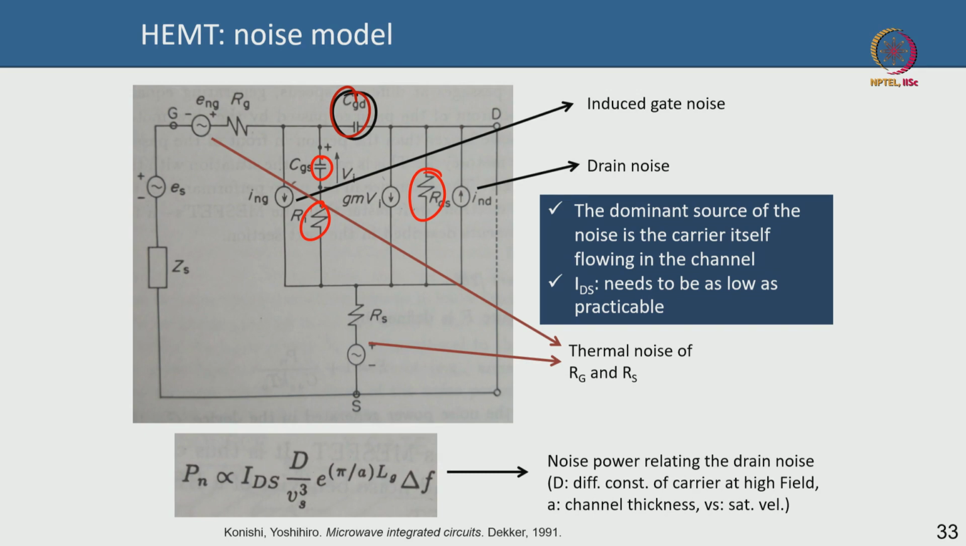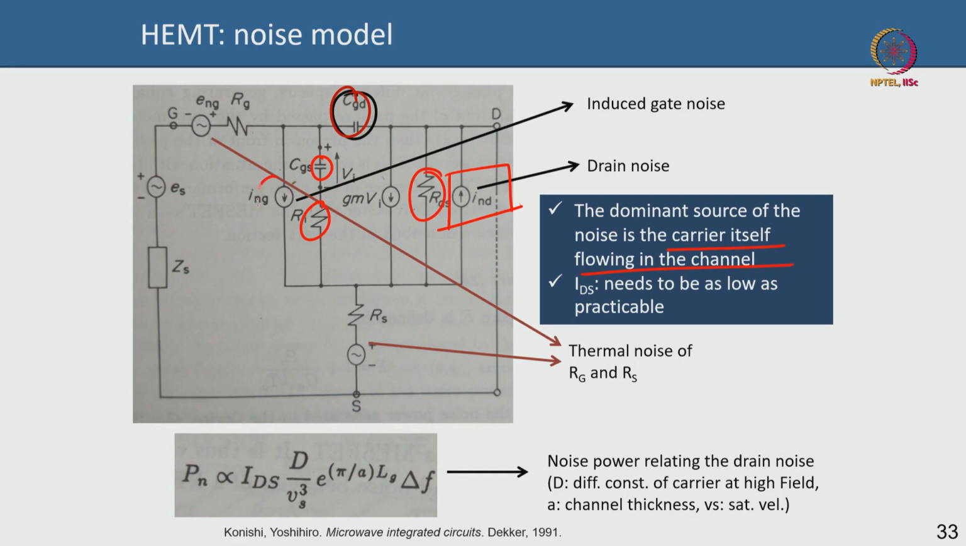What is more important here is this, which is actually your drain noise. This is the dominant source of noise, and the source of this noise is the carrier itself flowing in the channel. The fact that there are electrons flowing in the drain channel, the carriers themselves are the reason for this noise, which means if you have a higher drain current, you will have higher noise power. Okay, so this is a very important noise.